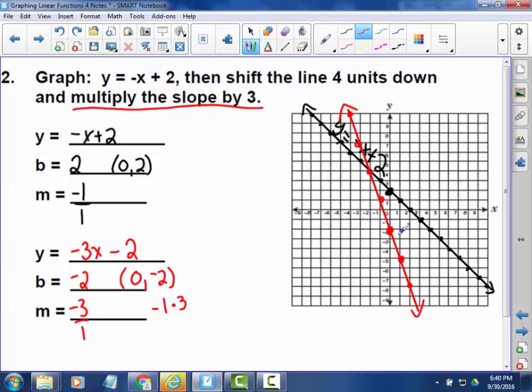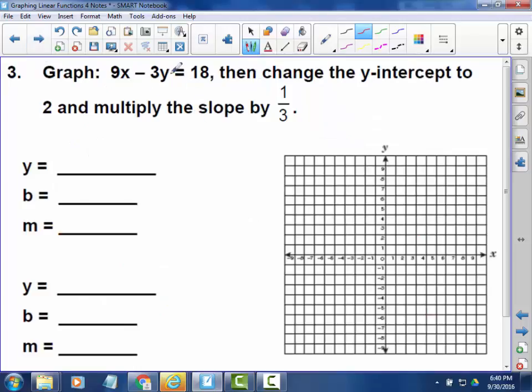All right, so this is y equals negative 3x minus 2. All right, let's see what else we can do. Graph 9x minus 3y equals 18, then change the y-intercept to 2 and multiply the slope by 1/3.